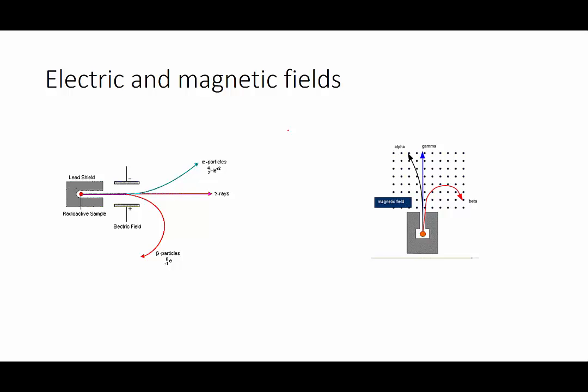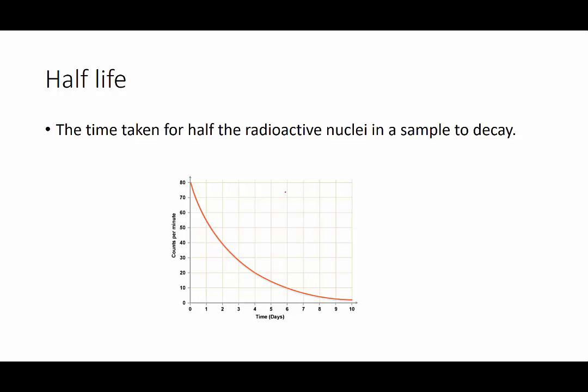You need to know what happens to these particles in electric and magnetic fields. In both types of fields, gamma goes straight through, and the alpha is deflected to one side, the beta is deflected the other way. Beta is always deflected more because it has a lower mass, and you need to know in electric fields, because alpha is positive, it goes to the negative terminal, beta being negative, so it goes to the positive terminal.